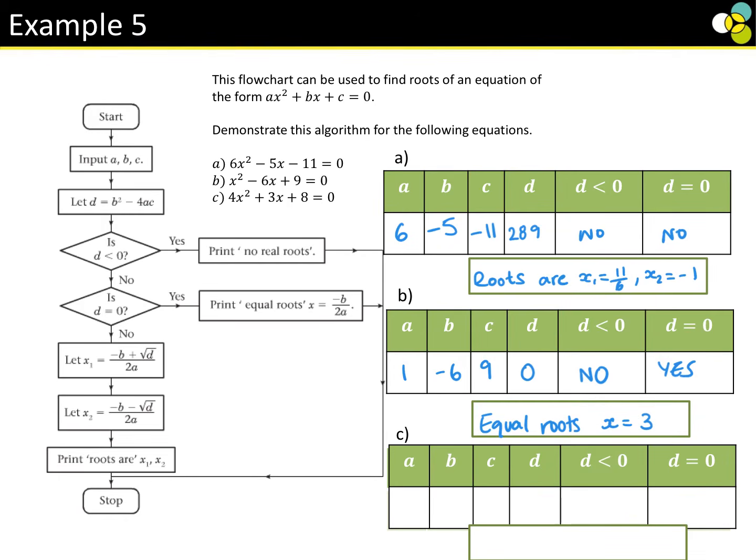Part C, I'm going to put in our A, B, C, 4, 3, and 8. We're going to substitute them into B squared minus 4AC. We're going to get negative 119. Is D less than 0? Yes. Now, I don't need to write no here, because if D is less than 0, this is before this one. So if D is less than 0, yes, print no real roots, and that's it. No real roots. If you'd put no here, you would have gone wrong and lost a mark, because you have to follow the flow chart.